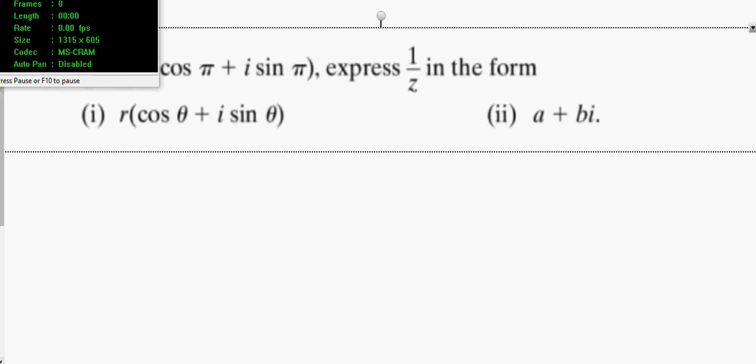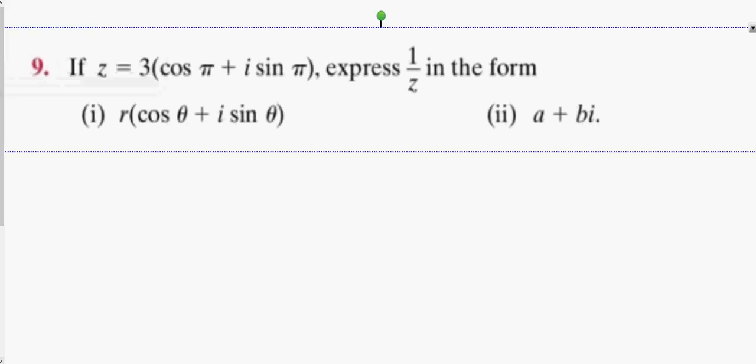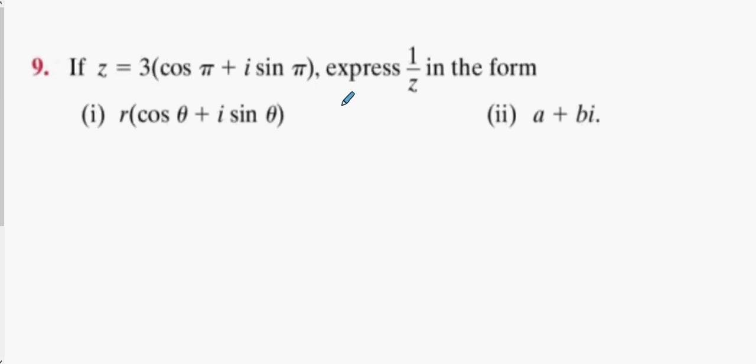Geometric proofs. Now, alright guys, express 1 over z in this form here. Okie dokie. So what do we have? 1 over 3 into cos pi plus.